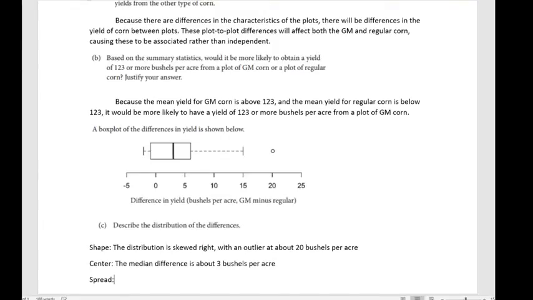And the spread. There are a couple of things that we can do for the spread. We can look at the IQR. We can look at the range itself. I'm going to go ahead and use the interquartile range for this distribution. It goes from about 6 to about -1, so it looks like it's about 7 bushels per acre, that spread there.